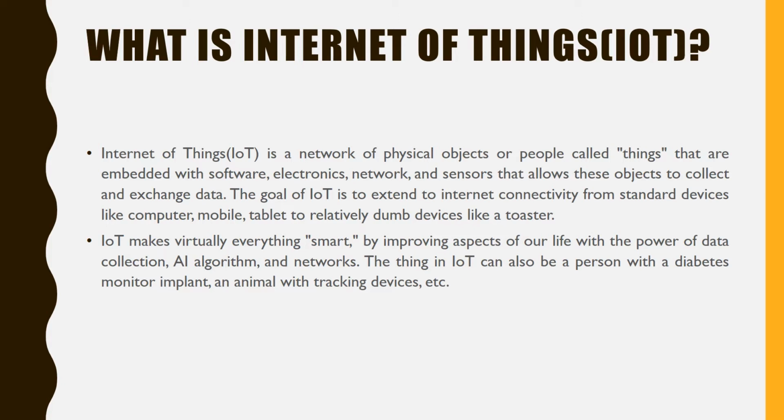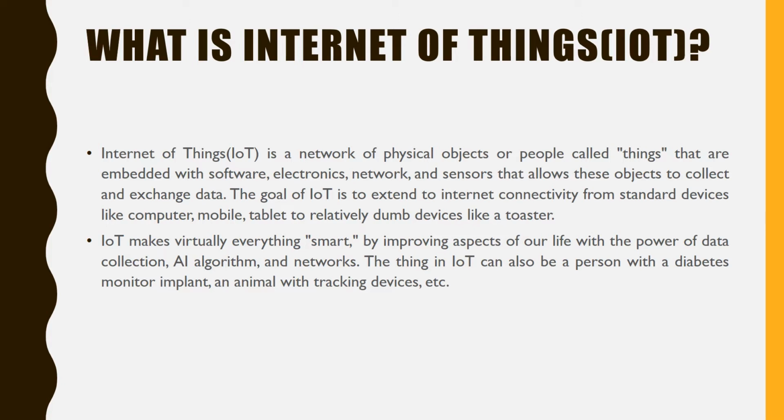I would like to remind you that on television we used to see an advertisement from Shri Amitabh Bachchan, where he used to control his air conditioner sitting at a separate location, from anywhere in the world through the help of internet. Similarly, with CCTV cameras, we have the advantage of having the picture and controlling the CCTV cameras from literally anywhere in the world. So IoT makes virtually everything smart. We can make normal devices act as smart devices by improving aspects of our life with the power of data collection and artificial intelligence algorithms.